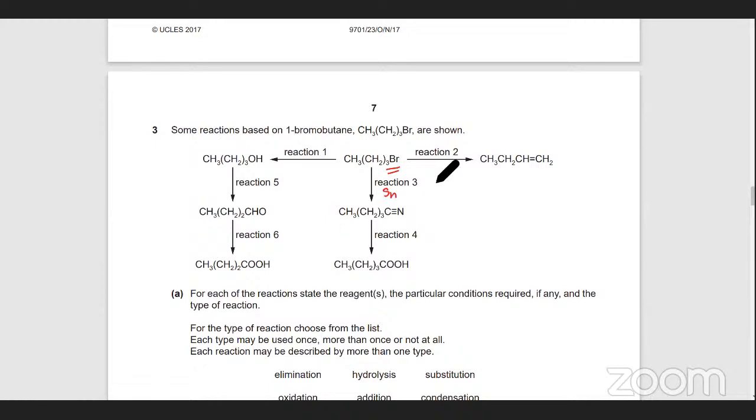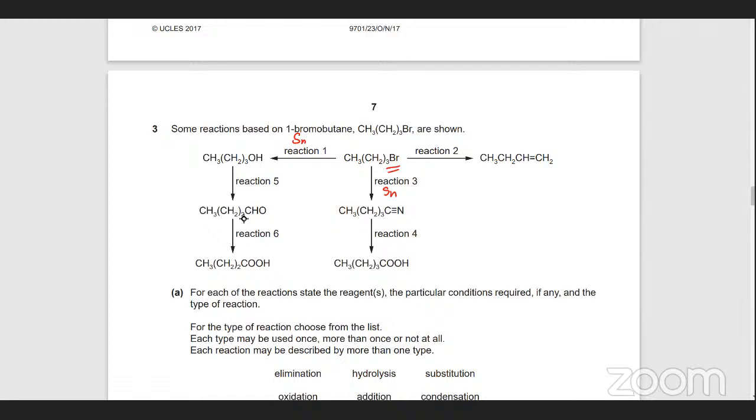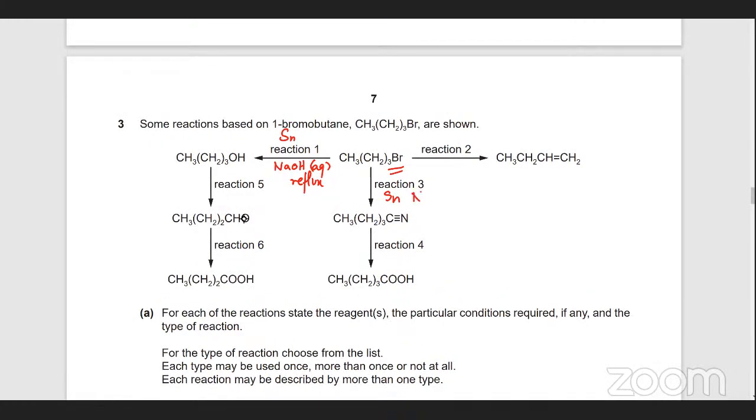ठीक है, the Br could be replaced by CN-, that's nucleophilic substitution, or it could be replaced by OH. So that is again an SN reaction, a nucleophilic substitution reaction. OH के साथ substitute करने के लिए you need NaOH aqueous. And the condition that is needed is reflux. अच्छा, उसके लिए reaction number 3 CN के लिए you need NaCN, and that should be ethanolic. And there's going to be reflux as well.